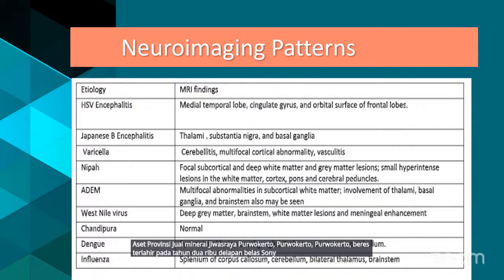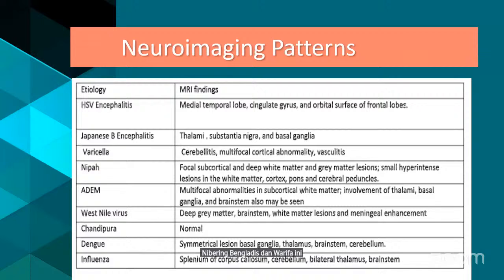So Nipah is a problem in Kerala as well as in areas neighboring Bangladesh. There, what we find are focal subcortical, deep white matter and gray matter lesions.